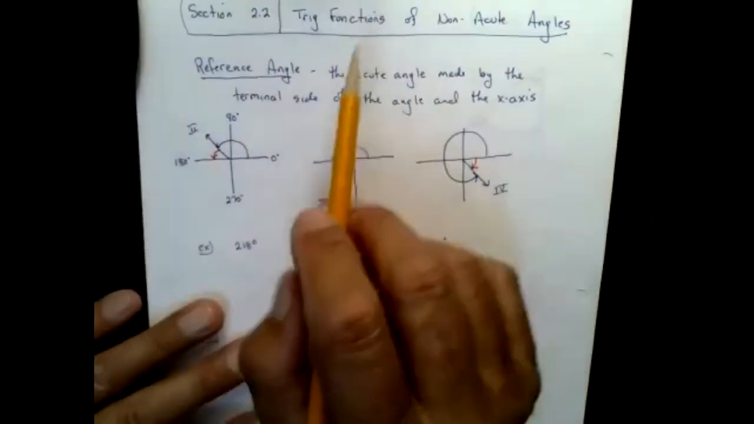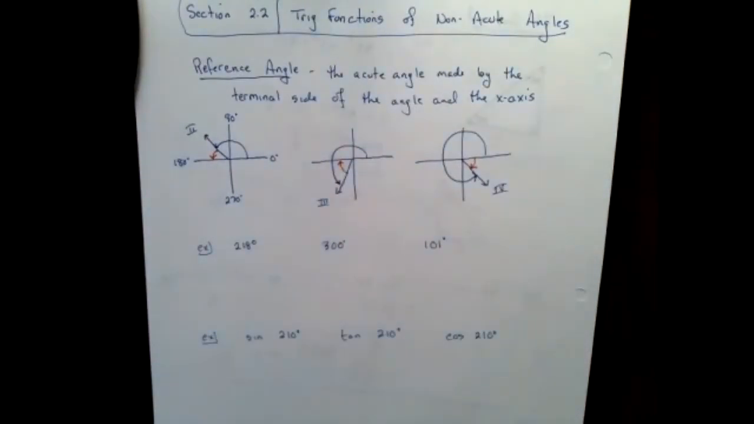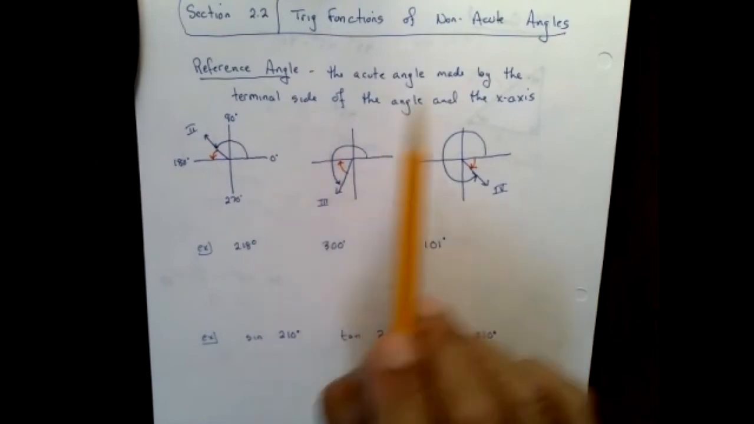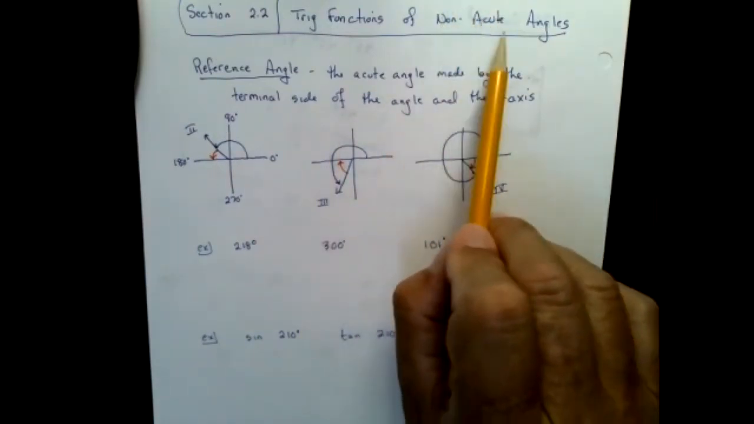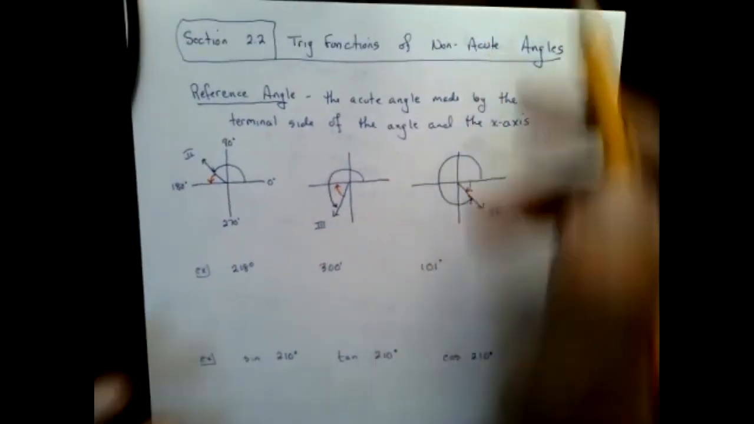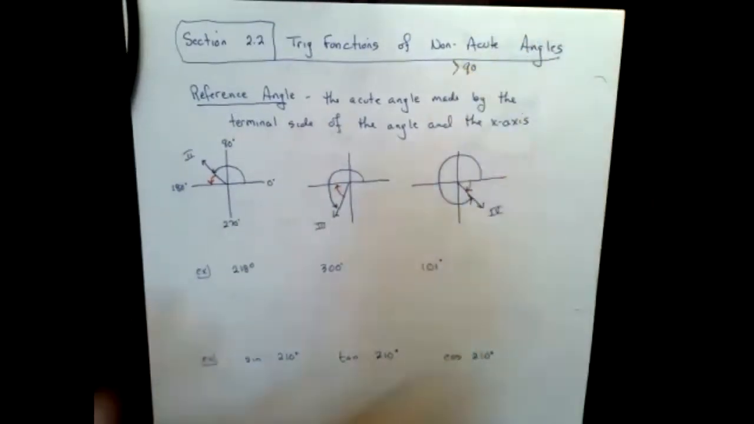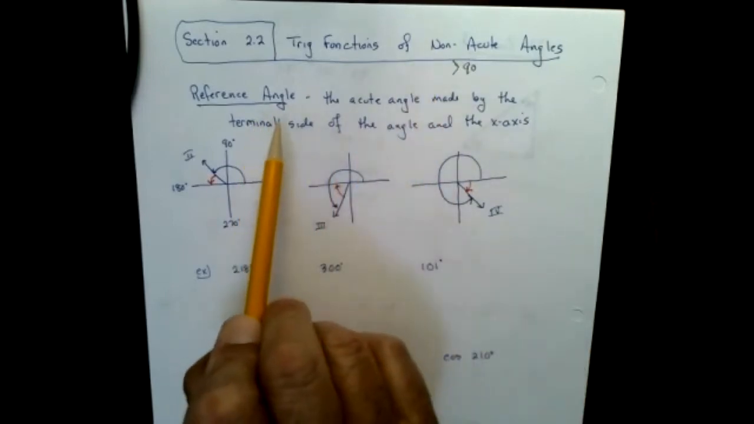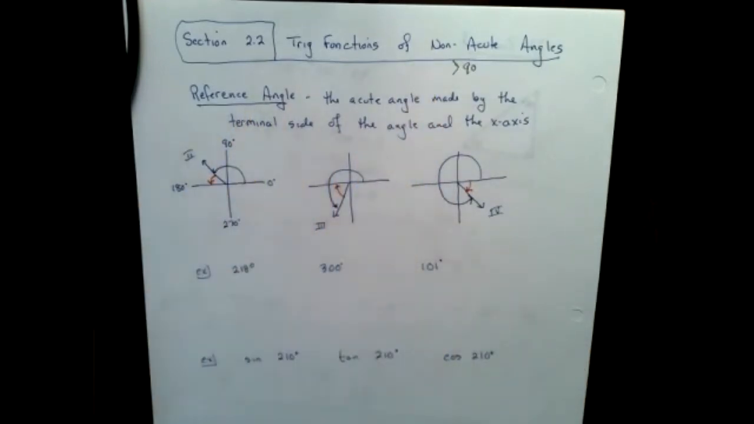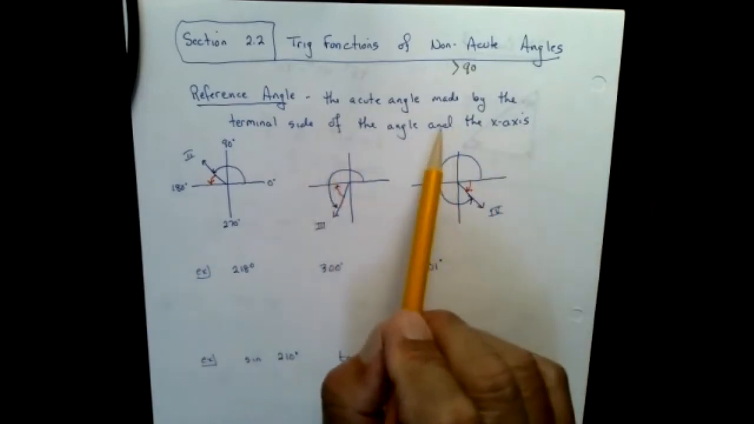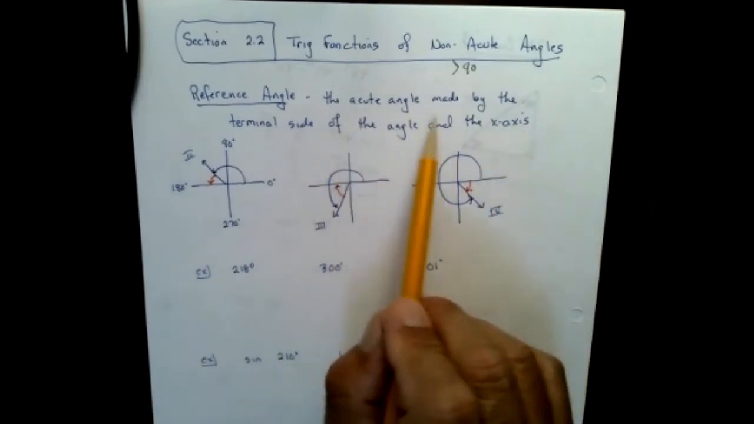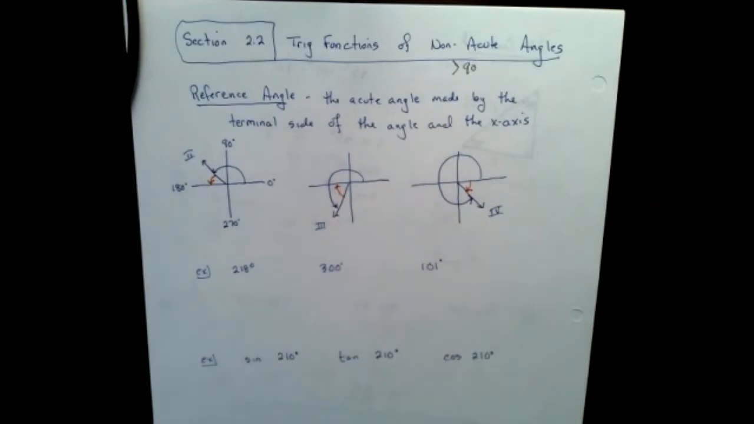So one of the things we need to talk about first is this thing called a reference angle. And the reference angle is, I'm going to take a non-acute angle, a big angle, greater than 90, and put it in a place I can work with it. What I mean by that is I'm going to create a reference angle. I know you can read, but I'm going to read it anyhow: the acute angle made by the terminal side.